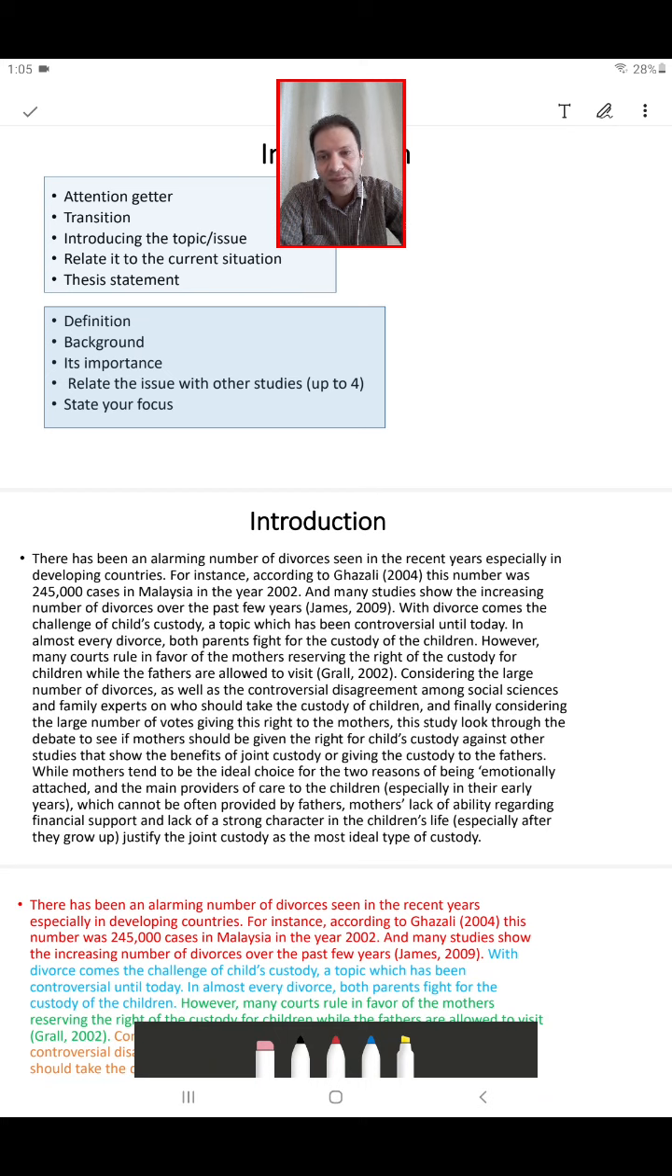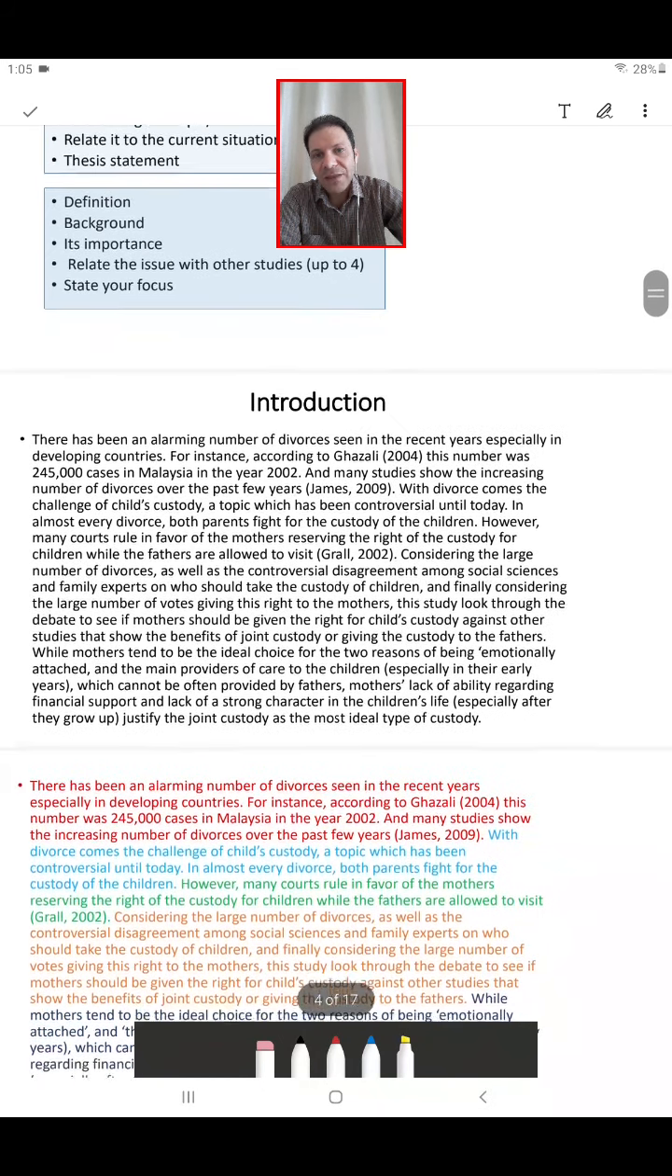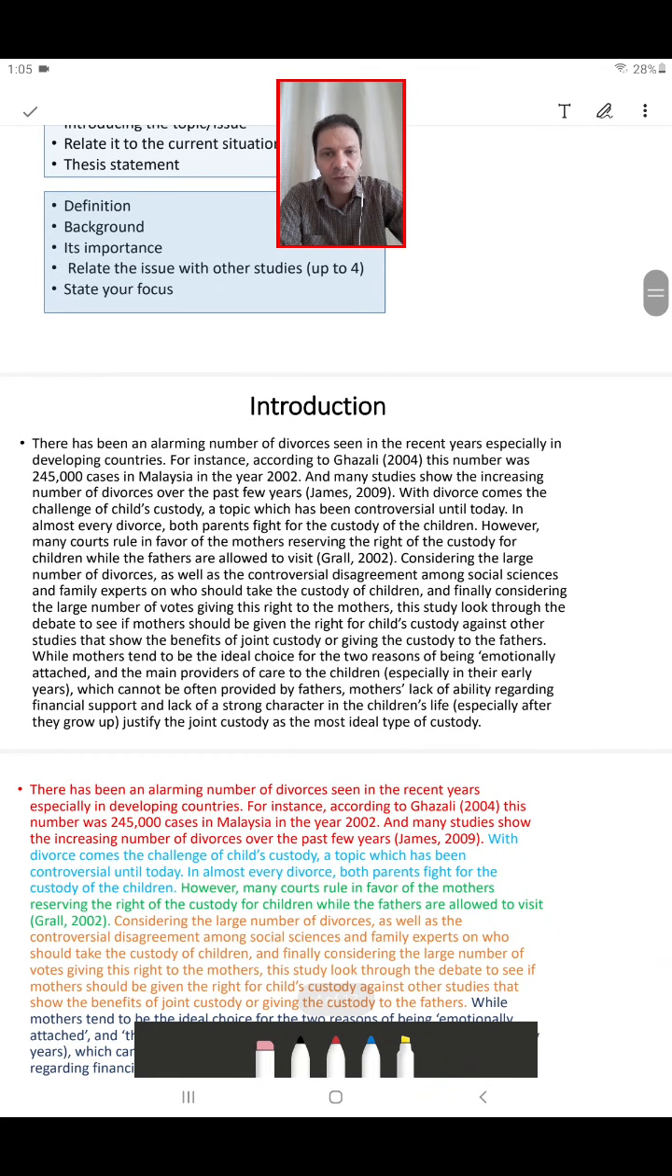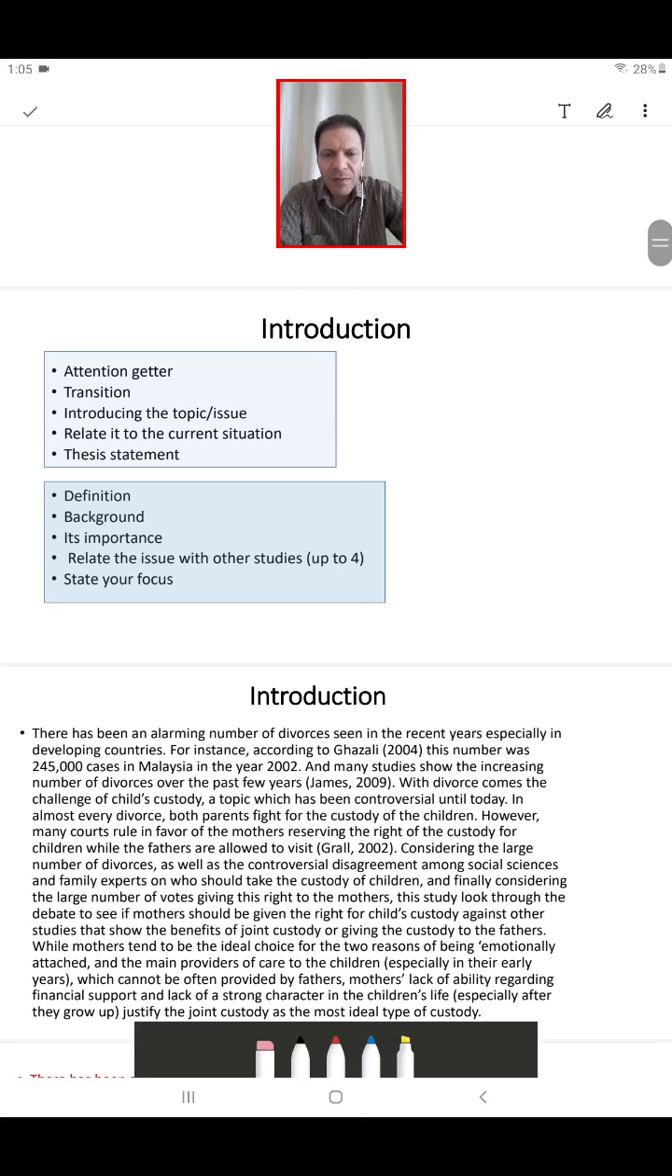Why did you choose this topic? It is important because the people who read your term paper are not supposed to know why you chose it; you are the person who did the research and who decides that this is an important topic. Then you have to explain to people why you think it is important, and you can relate it with other studies. So that should be up to four, and then state your focus. Of course, it doesn't mean that your introduction must have all of them. Depending on what you are going to do, maybe you need only some of them, not all of them.